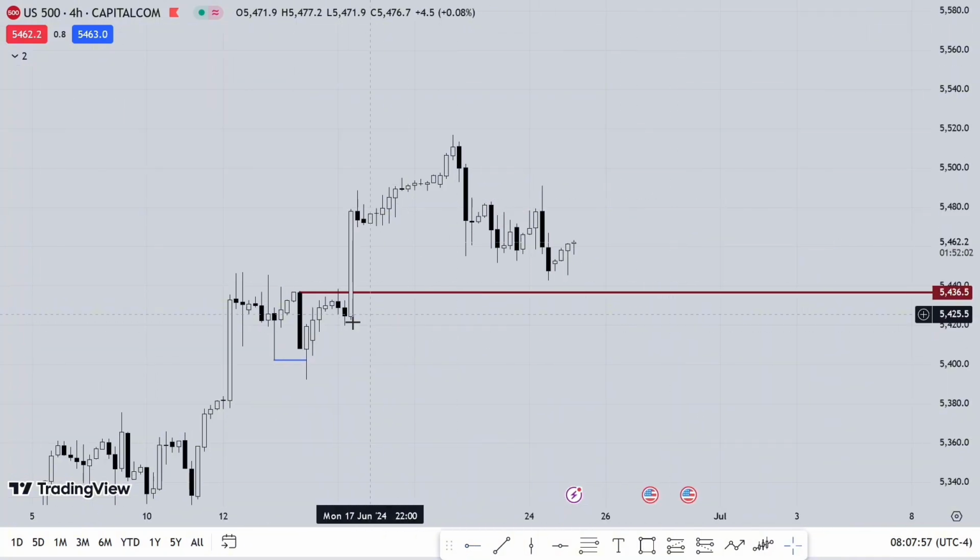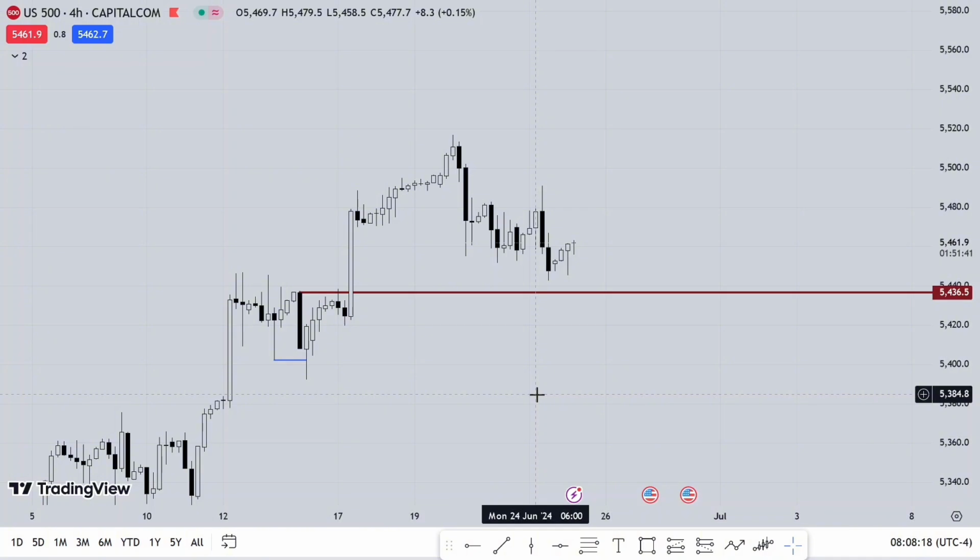That means price is interested in coming to this low. I'm not saying it will bounce from this low. I'm saying price is interested in coming to this low. So you can use the understanding of order flow to streamline your bias, your intraday bias.